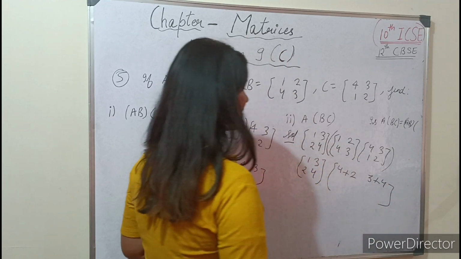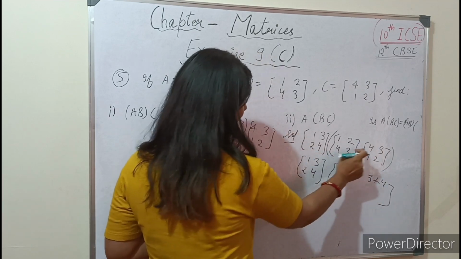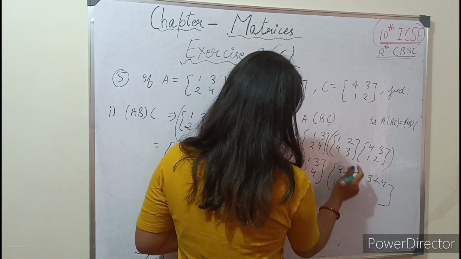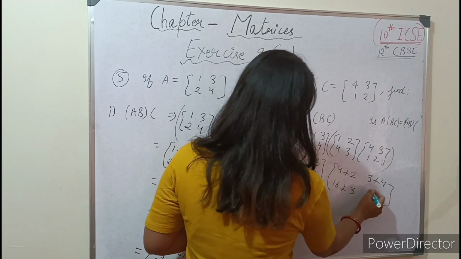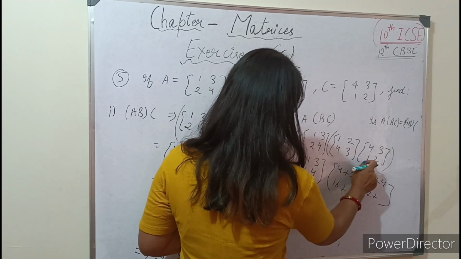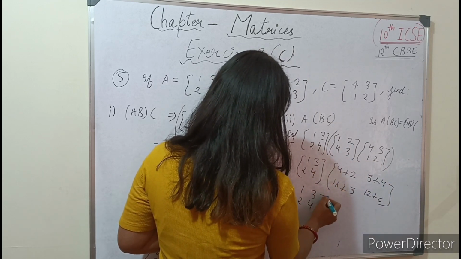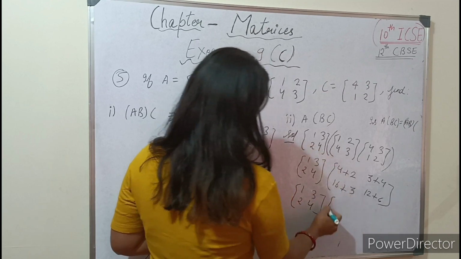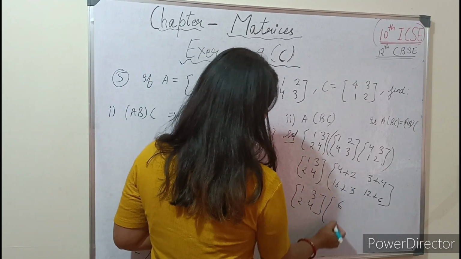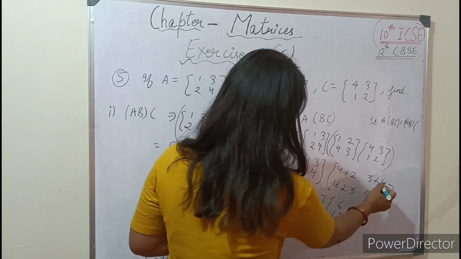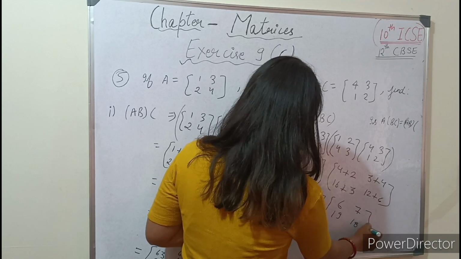In the similar way second row multiply by first column. So 4 multiplied by 4 is 16 plus 3 multiplied by 1 is 3. Now 4 multiplied by 3 is 12 and 3 multiplied by 2 is 6. This 1, 3, 2, 4 will be as it is. Now here 4 plus 2, this is 6. 16 plus 3, 19. 4 plus 3 is 7 and 12 plus 6 is 18.